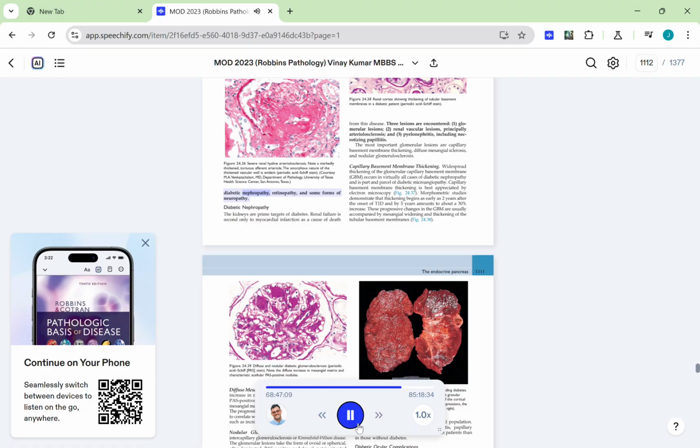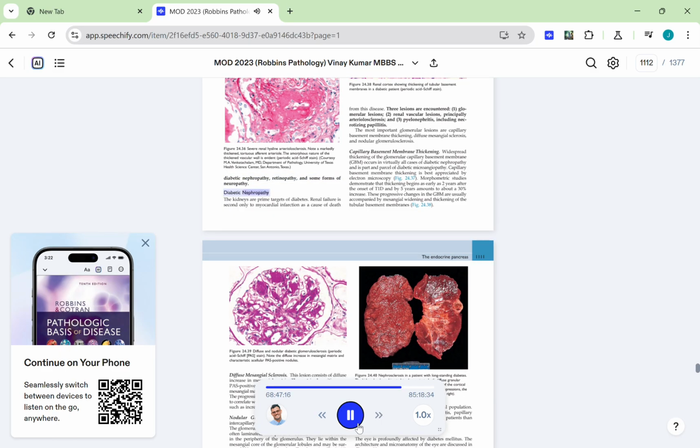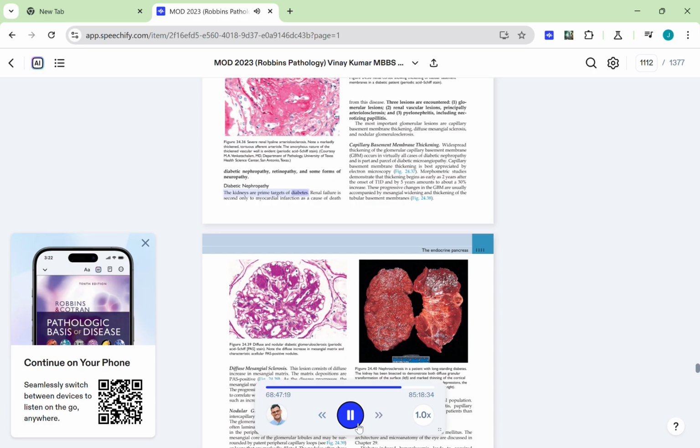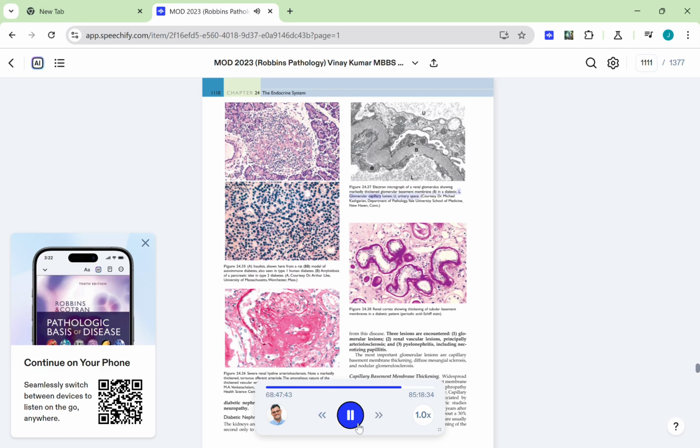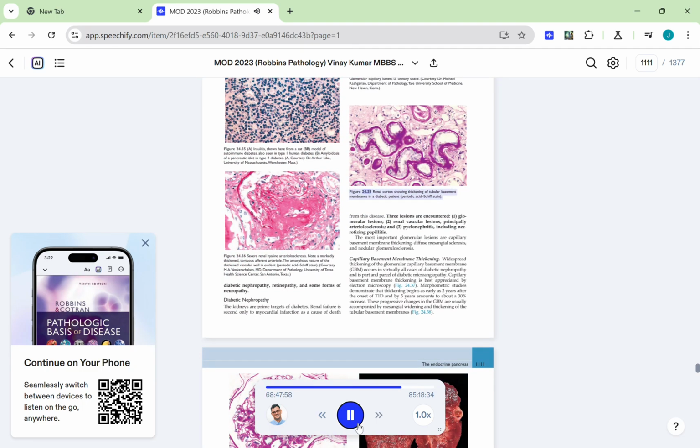Diabetic nephropathy, retinopathy, and some forms of neuropathy. Diabetic nephropathy. The kidneys are prime targets of diabetes. Renal failure is second only to myocardial infarction as a cause of death. Figure 24.37: electron micrograph of a renal glomerulus showing markedly thickened glomerular basement membrane in a diabetic. L, glomerular capillary lumen; U, urinary space. Figure 24.38: renal cortex showing thickening of tubular basement membranes in a diabetic patient.